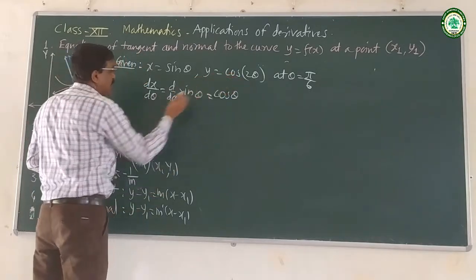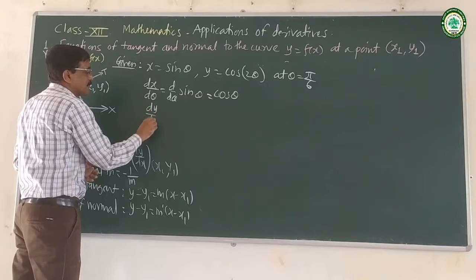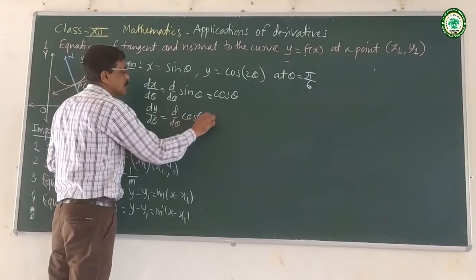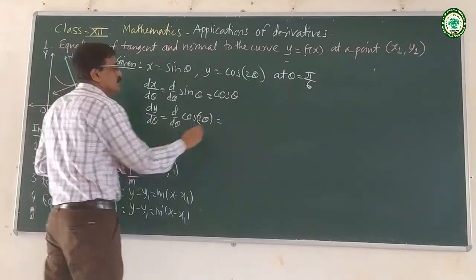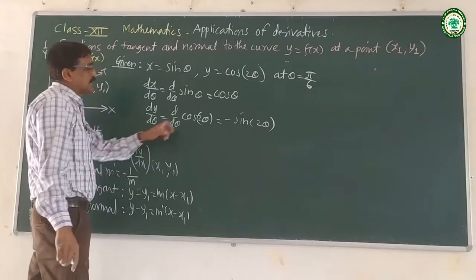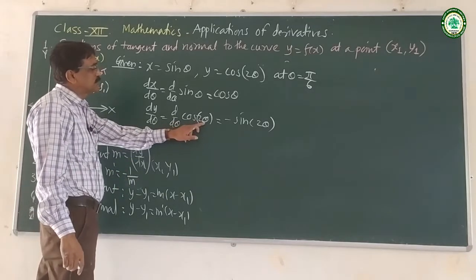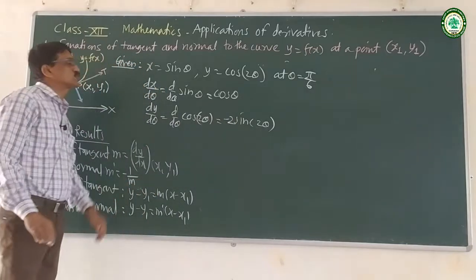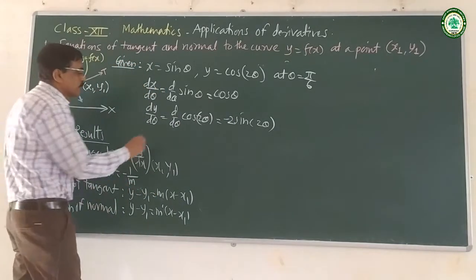Y is a function of theta. So dy by d theta is d by d theta of cos 2 theta. Cos has derivative minus sine, into the derivative of 2 theta, that is the coefficient of theta, 2. So into 2, it is minus 2 sine 2 theta.